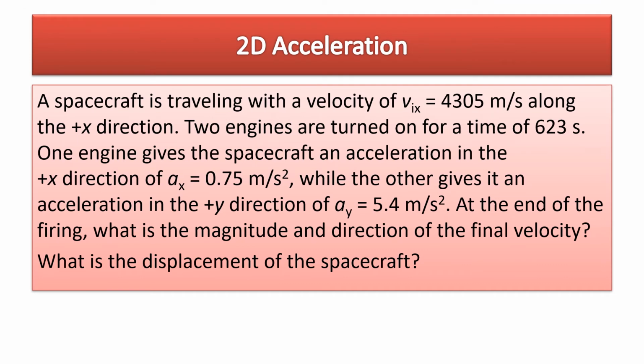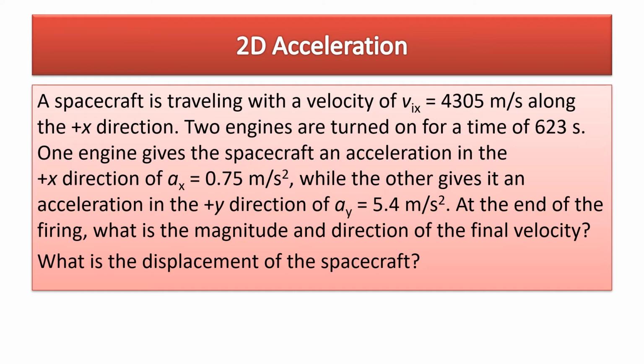Now this is going to be very different because now we're accelerating in the x direction, but we could still use our xy table. It says a spacecraft is traveling with a velocity of 4,305 meters per second along the positive x direction. Two engines are turned on for a time of 623 seconds.